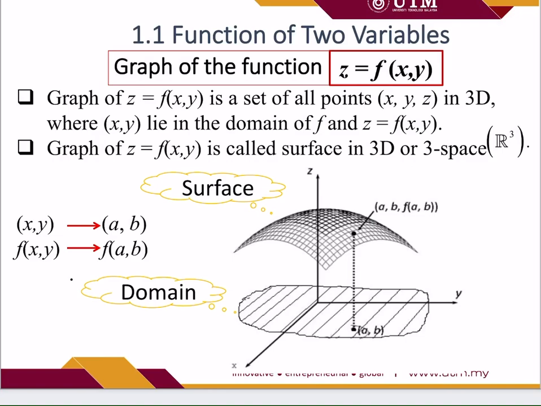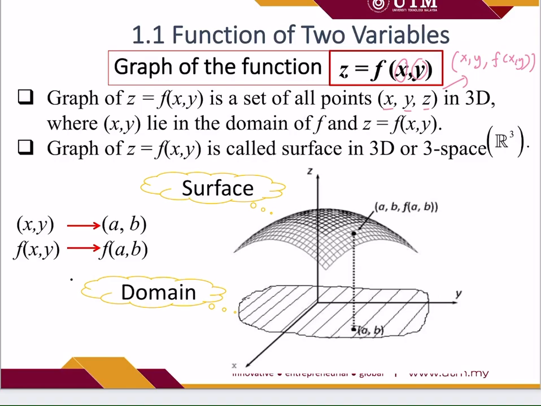For a function of two variables, basically we have the graph of the function z equal to f(x, y). The graph of z is basically a point of x, y, and z in 3D, even though we have these two variables x and y. So basically the point in 3D is x, y, and z, which is x, y, and also the output f(x, y) in the three-dimensional system, where x and y of course lie in the domain.